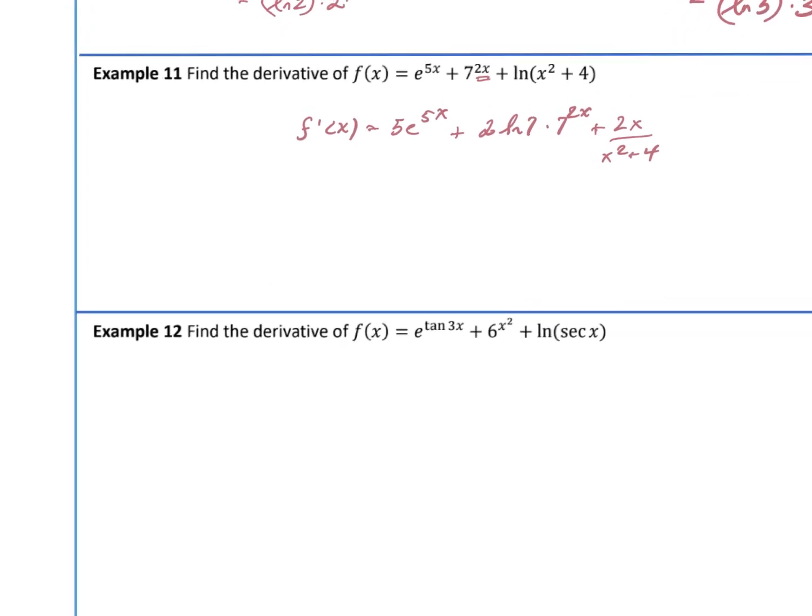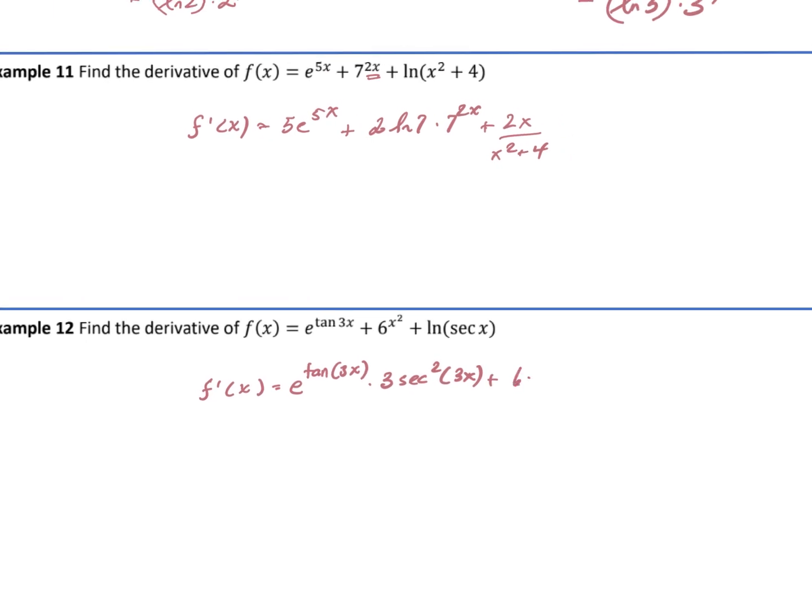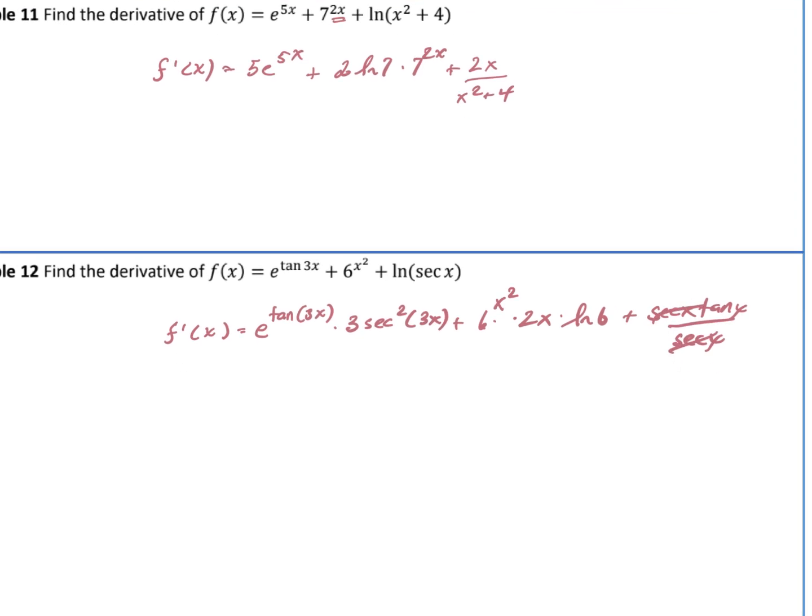All right, here we've got f prime. I'm going to rewrite it. So e to the tan of 3x times derivative of the exponent. So it's 3 and then secant squared of 3x, plus the next one, I'm going to rewrite it. So 6 raised to the x squared times the derivative, which is 2x, and then times ln of 6. And then here we got ln, so it's u prime over u. So secant x tan of x all over secant of x. Those would cancel.